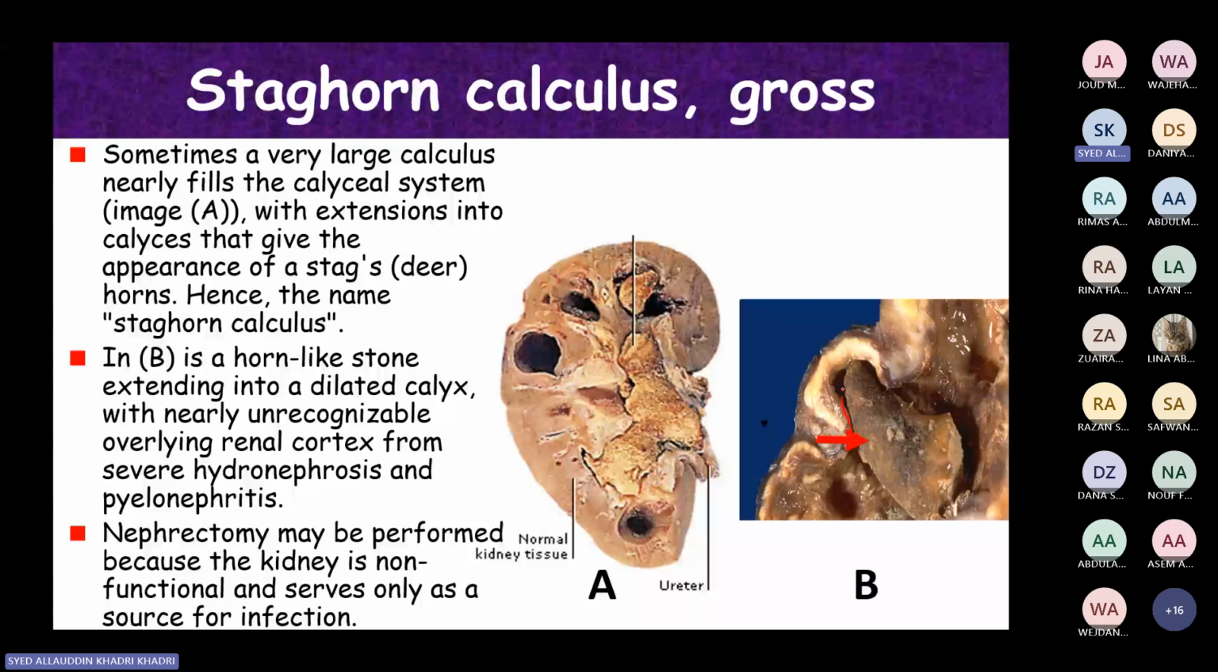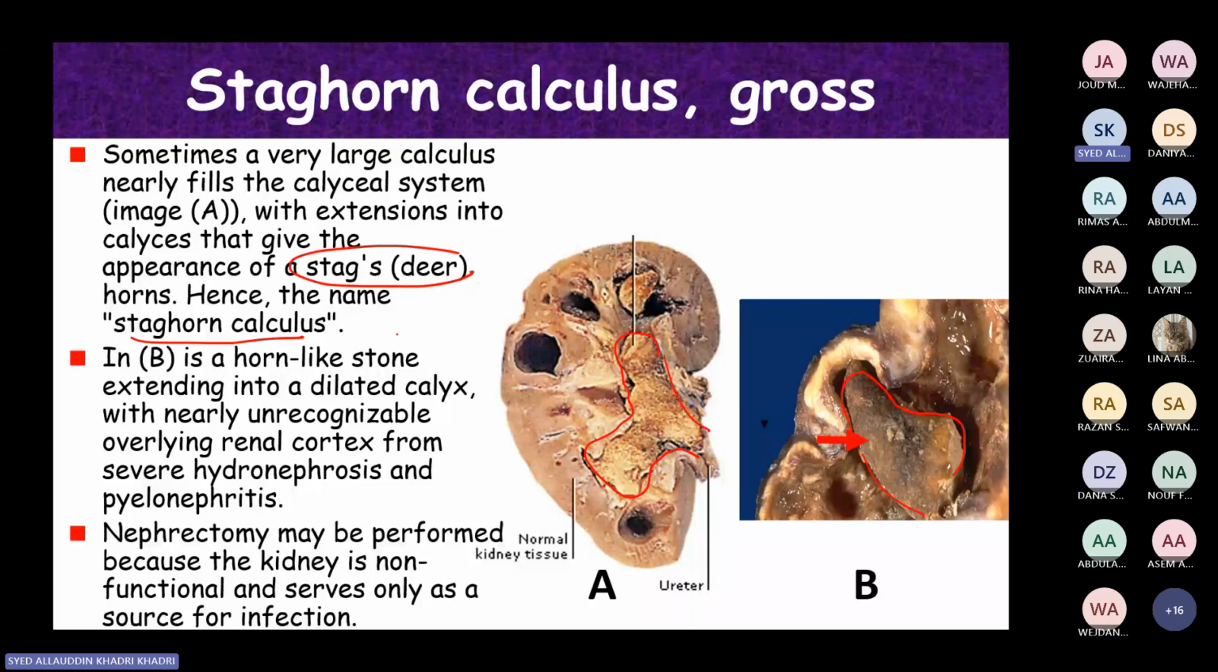It's like the horns of a deer, you know. It nearly fills the calyceal image with extension into the calyces that gives the stag deer's horns. Hence the name called staghorn calculus. It's a horn-like stone extending into a dilated calyx with a nearly unrecognizable overlying renal cortex.